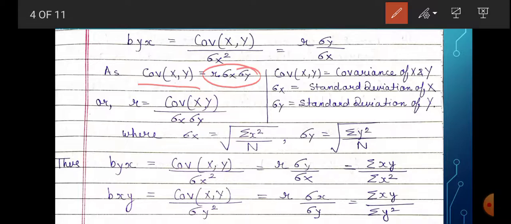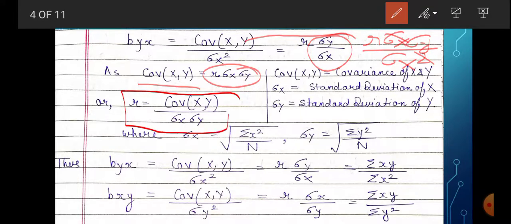So in place of covariance, we can write r sigma x sigma y divided by sigma x square. So sigma x will cancel out, and we will be left with sigma y and sigma x. So that's why it is represented like this.